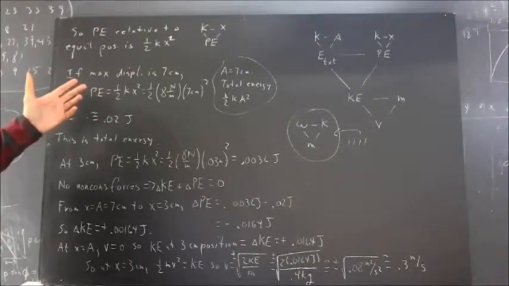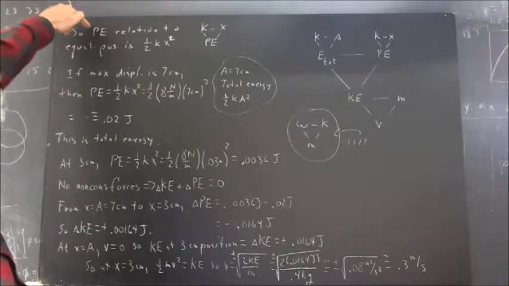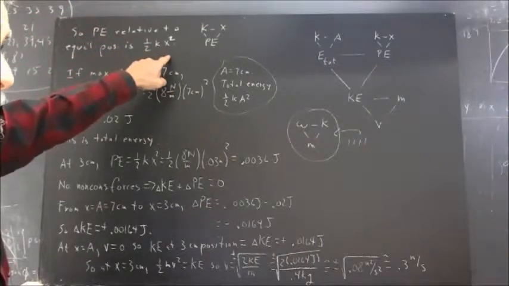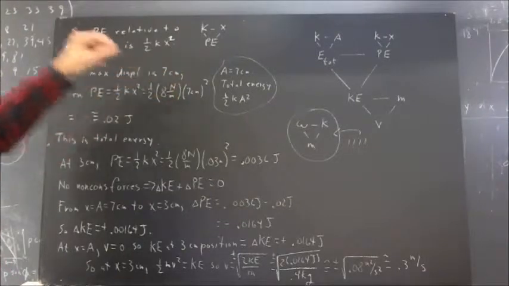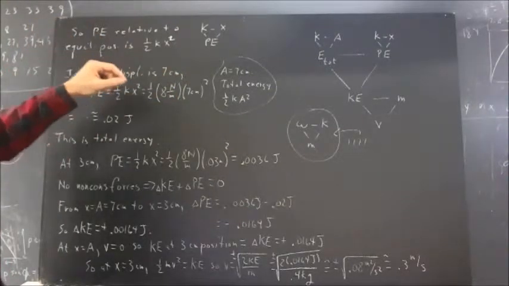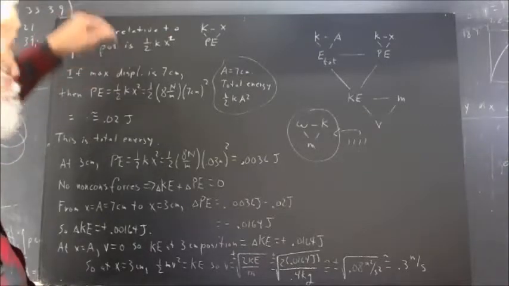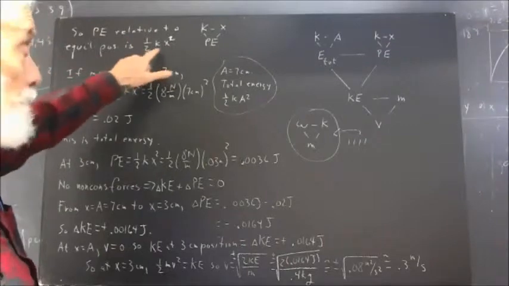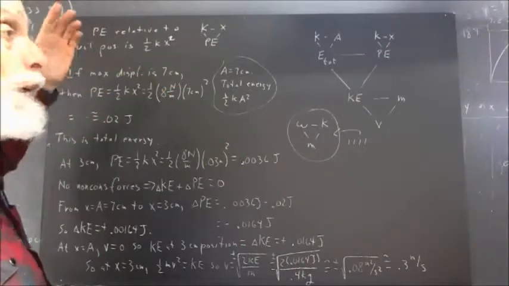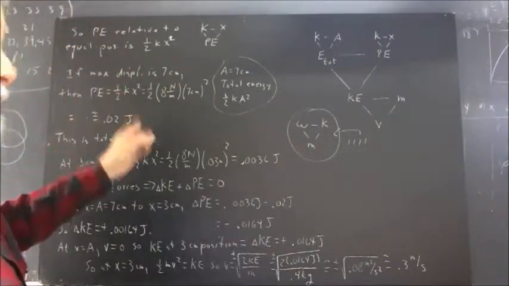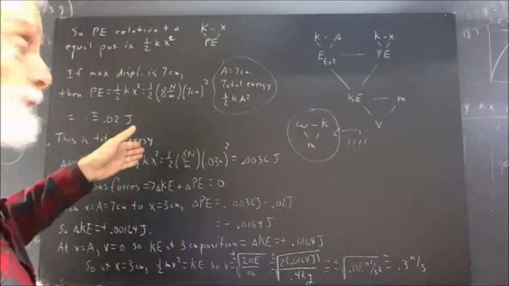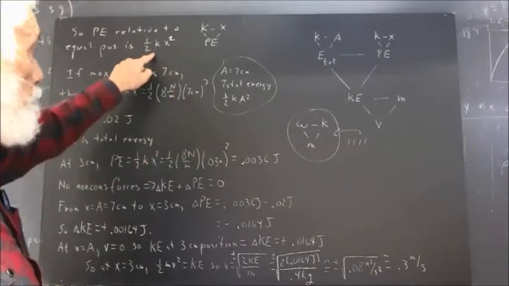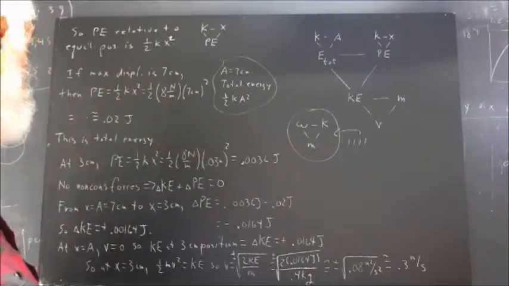The preceding shows us that the potential energy relative to the equilibrium position is 1/2 kx squared. That is, as we saw, the potential energy change as you stretch from the x equals 0 position to position x is 1/2 kx squared. So if you set the potential energy equal to 0 at the x equals 0 or equilibrium position, then at position x, the potential energy will be 1/2 kx squared.